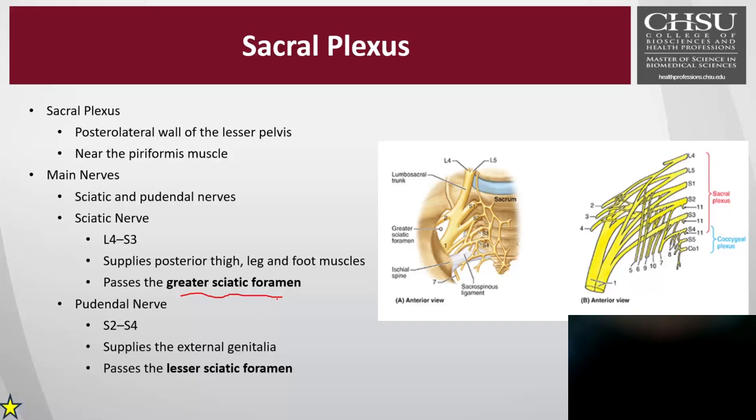And then the one below that is your pudendal nerve, S2 to S4. Main function is to supply the external genitalia. And then let's actually write two other muscles. So the other two muscles are going to be your external urethral sphincter and the external anal sphincter. So these are the two round muscles that control defecation and urination.